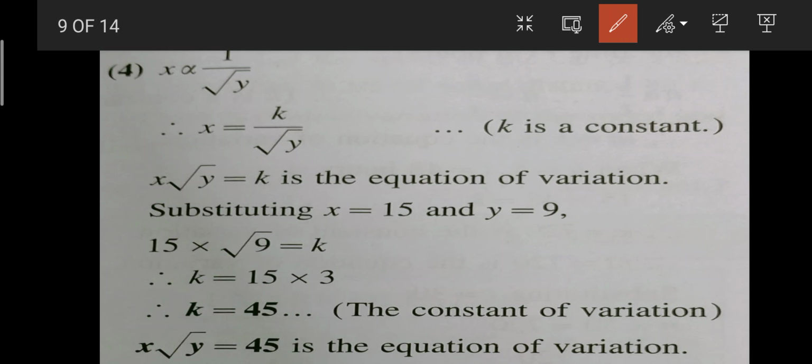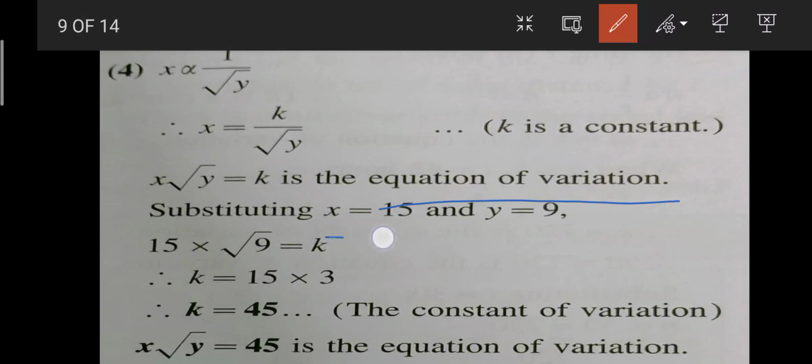The next equation is X is inversely proportional to the square root of Y. So here X is equal to K upon square root Y, where K is the constant. X into square root Y is equal to K, which is the equation of variation.